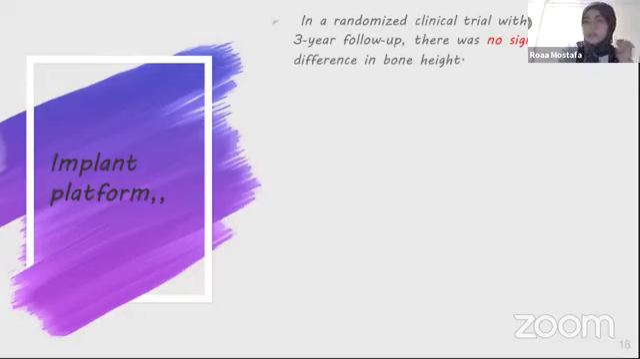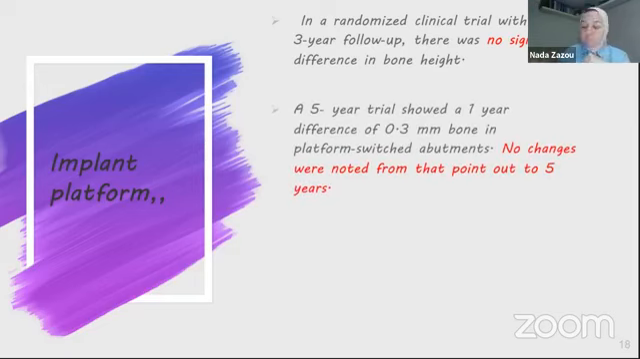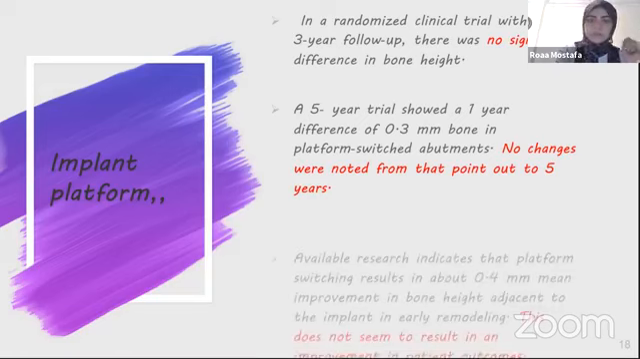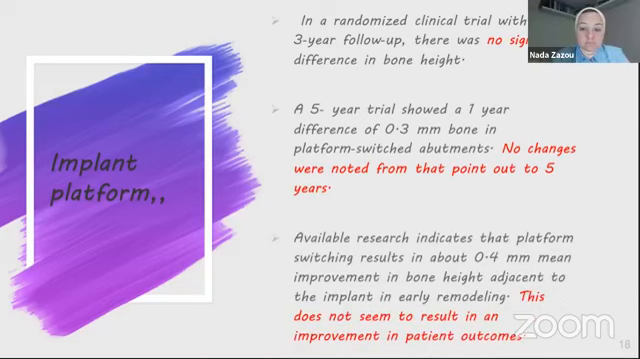In RCTs with a 3-year follow-up, there was no significant difference in bone height. Other RCTs with a 5-year follow-up showed only a bone gain of 0.3 millimeter in the first year, but from this up to 5 years, there was no change. Available research indicates that platform switched implants could let me gain 0.4 millimeter of bone, but this does not affect any of the patient outcomes. So these studies give me somehow a debate or another point of view concerning platform switched implants.